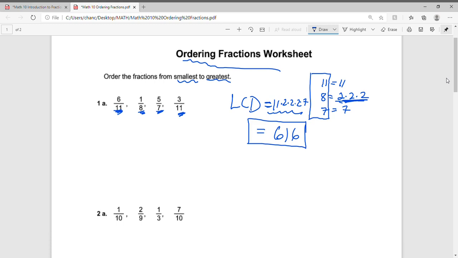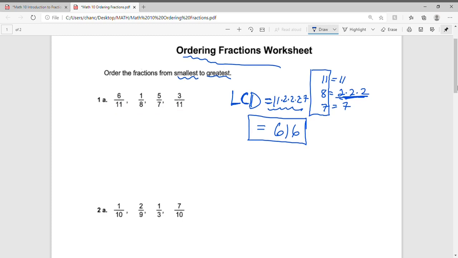It's better to get the lowest common denominator using this method of finding the LCD. And you're always welcome to look back at your previous notes on how to find the LCD. So now the idea is to get all of these to have the denominator of 616. Now what do I need to multiply 6 over 11 on the top and on the bottom to get a denominator of 616? Well, here's the trick.